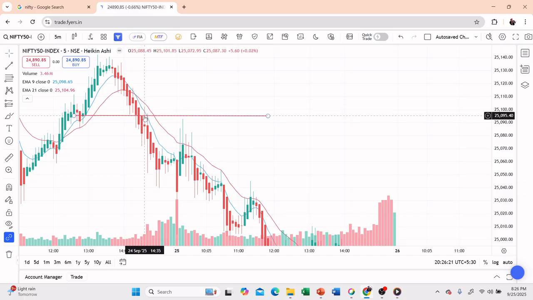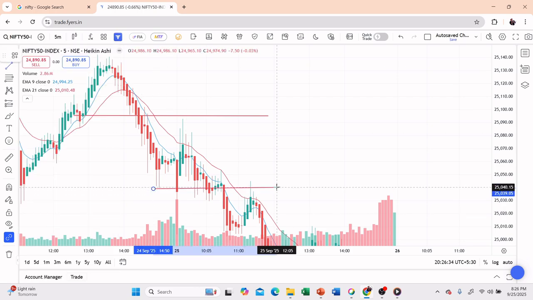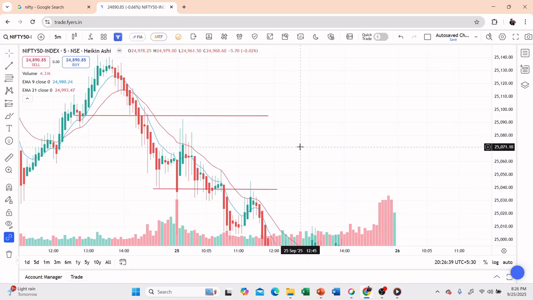Imagine we entered here. What is the point here? 25.95 we have entered, and imagine we get here 25.40. So again 60 points we would have made using this crossover. Now again, understand, no strategy is foolproof. There are chances of it failing. It's always a probability game. Trading is a probability game.